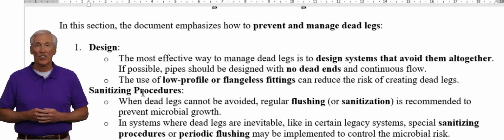2. Sanitizing procedures. When dead legs cannot be avoided, regular flushing or sanitization is recommended to prevent microbial growth. In systems where dead legs are inevitable, like in certain legacy systems, special sanitizing procedures or periodic flushing may be implemented to control the microbial risk.